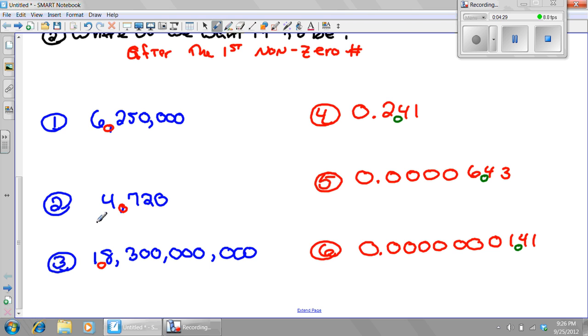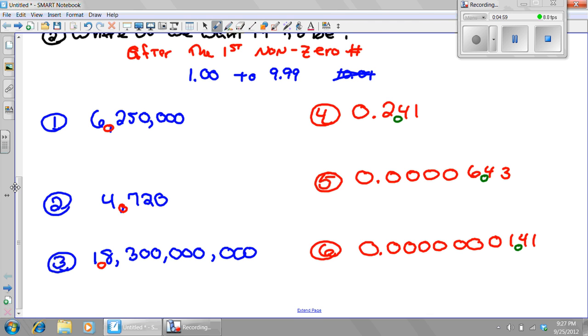Okay? Now you may not realize this, but in scientific notation, your answer will always be between 1.00 and 9.99. Always between there, because if you went further, like to say 10.01, the decimal is not after the first non-zero number. So that would not be scientific notation.